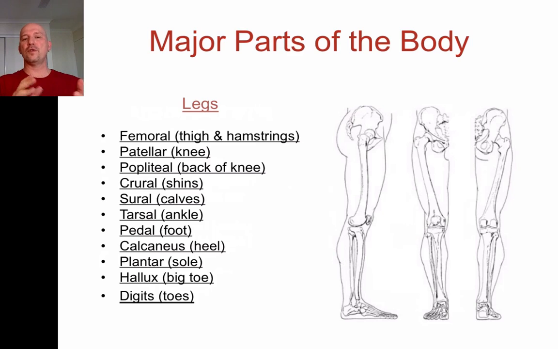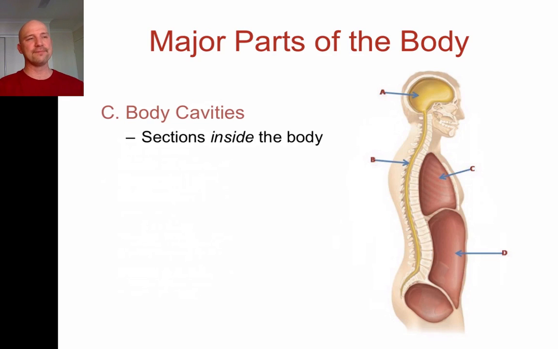Crural and sural have to do with the shins, the front of the lower leg, and the back of the lower leg. Tarsal, the ankle. Pedal is the foot. Calcaneus, which actually means stone. That's where calculus comes from, because they moved stones around. So calcaneus is the big heel bone at the back. Plantar is sole, and then hallux is the big toe, and digits are the toes. All just terms you basically have to learn. So those are the head to toe of the body.